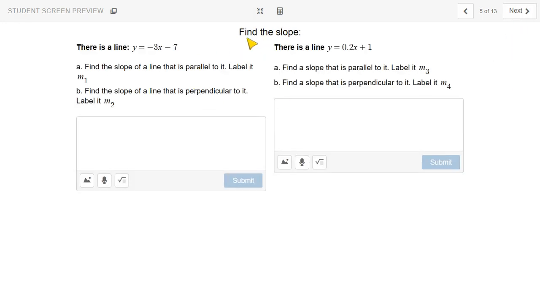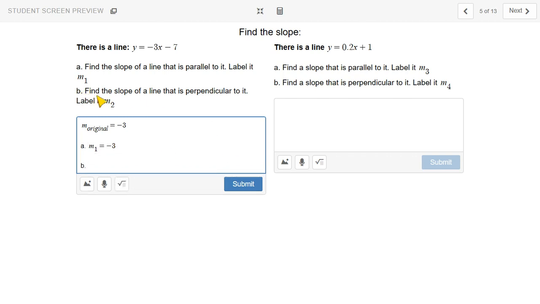All right, let's do a couple of examples here. Find the slope. There is a line, y is equal to negative 3x minus 7. Find the slope of a line that's parallel to it. Label it m1. Well, I'm going to write down m original, meaning original line, has a slope of negative 3. Now, m1 is a line that's going to be parallel to it. So because it's parallel, I know that the line will have a slope that's exactly the same, negative 3.